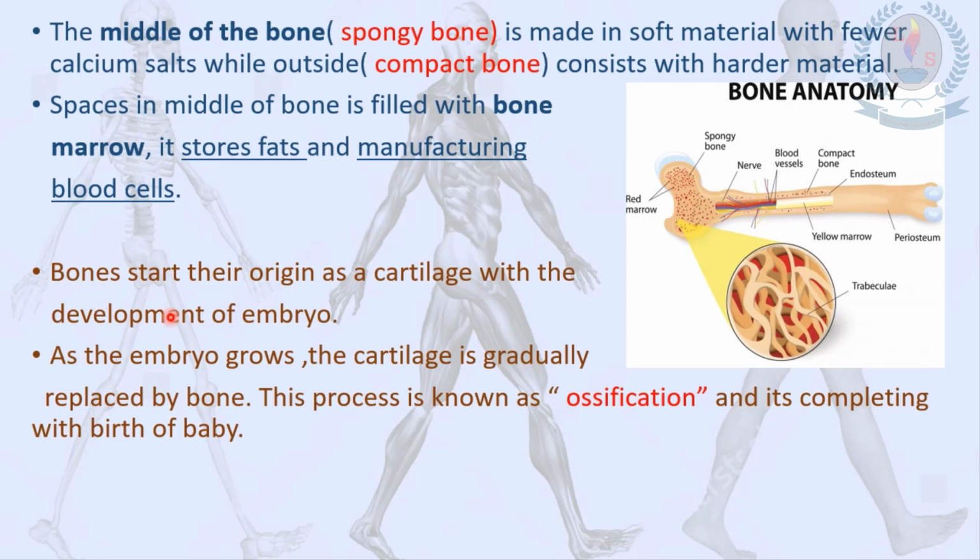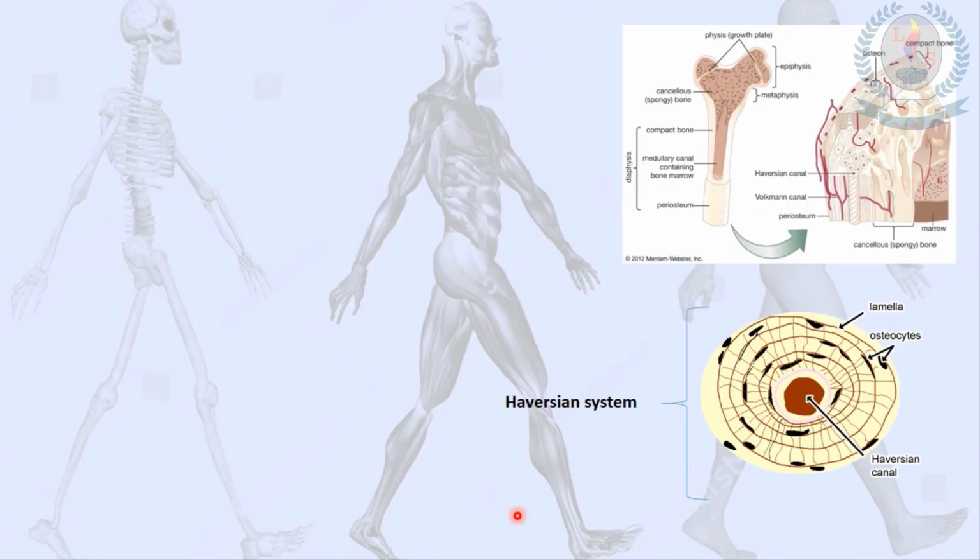So the bone mainly starts its origin as a cartilage with the development of the embryo, because this is not a short process, it will take some time. As the embryo grows, the cartilage is gradually replaced by the bone. This replacement of the cartilage by bone, this replacement process, we call it ossification. And this replacement process or ossification is completed with the birth of the baby.